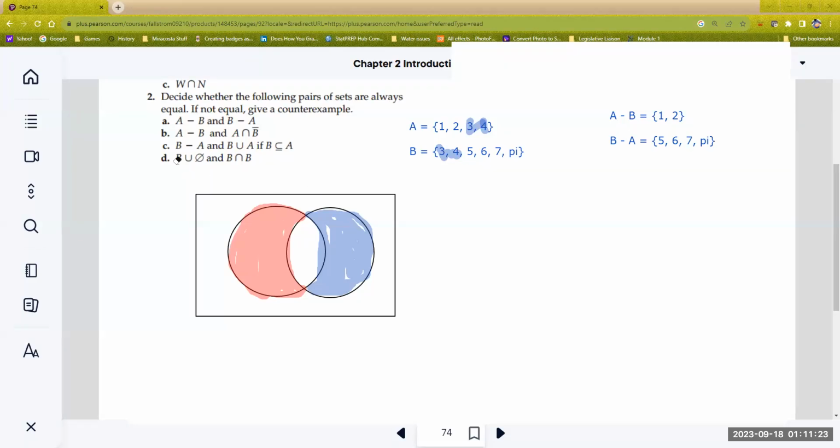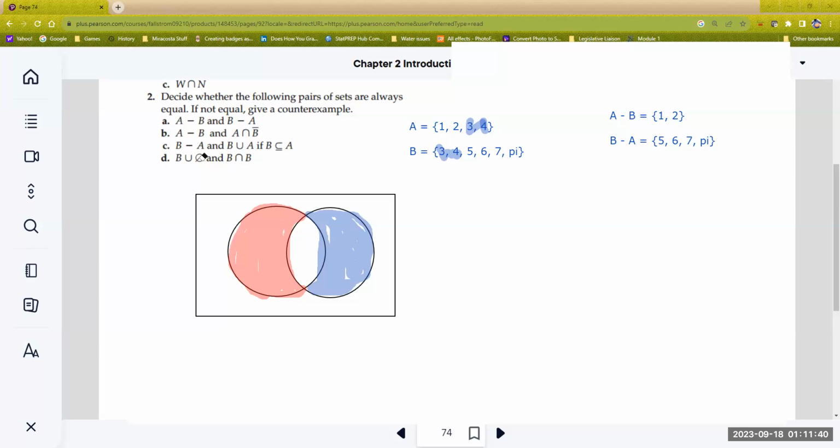Let's see here. Last one, B union the empty set. I guess, just take a deep breath when you see it. Be like, okay, that looks complicated, looks confusing, but really, take a set and take the union of that with the empty set, right?